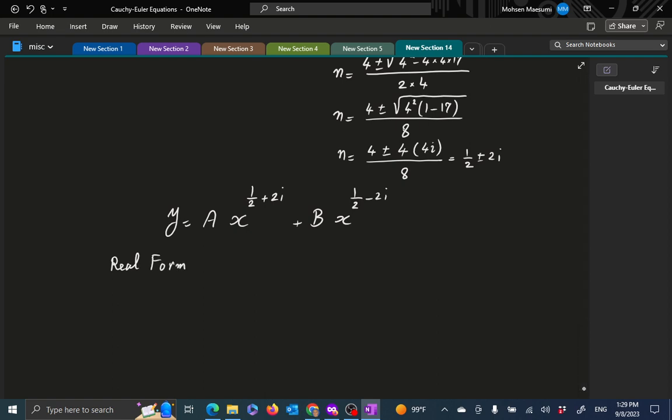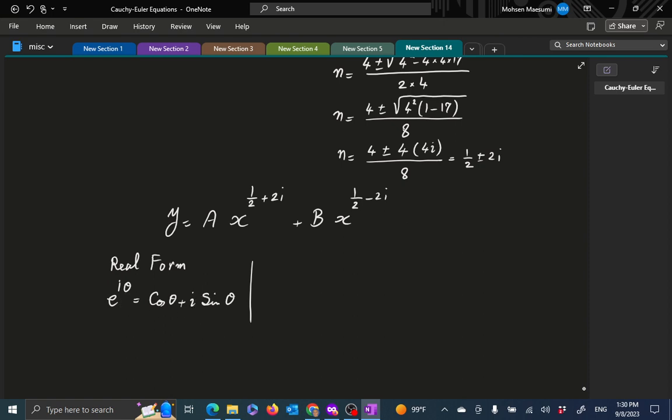Real form means, even if there is a complex number, it's hidden. It's not part of your function component. So for real form, we need, again, the name of Euler here, Euler's formula, cosine of theta plus i sine of theta. That is good so far as your base is e. But here my base is some arbitrary number x. What do I do? So I need to modify this.